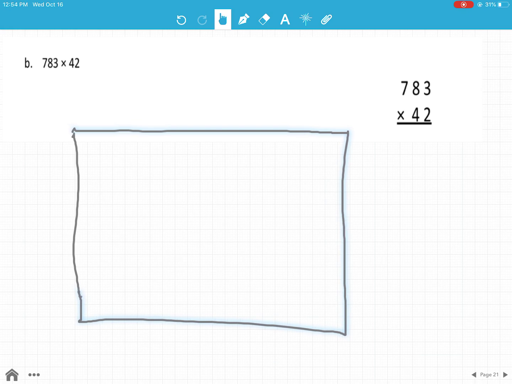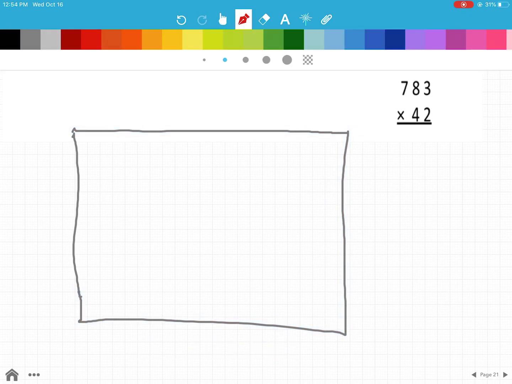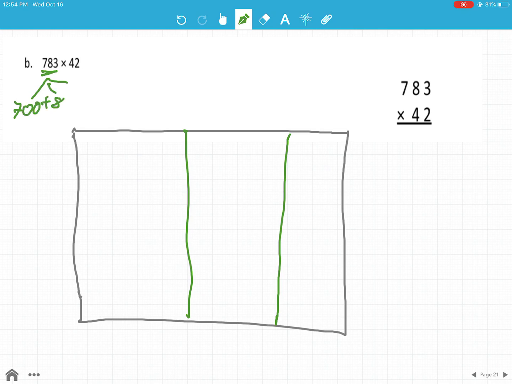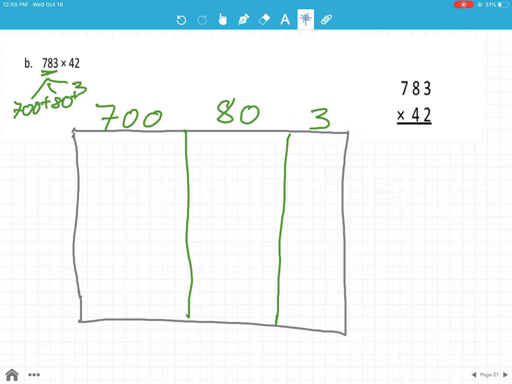And this time, we are going to cut the top into 3. So we're going to make it 700 plus 80 plus 3. It's our place value chart. Hundreds, tens, ones.